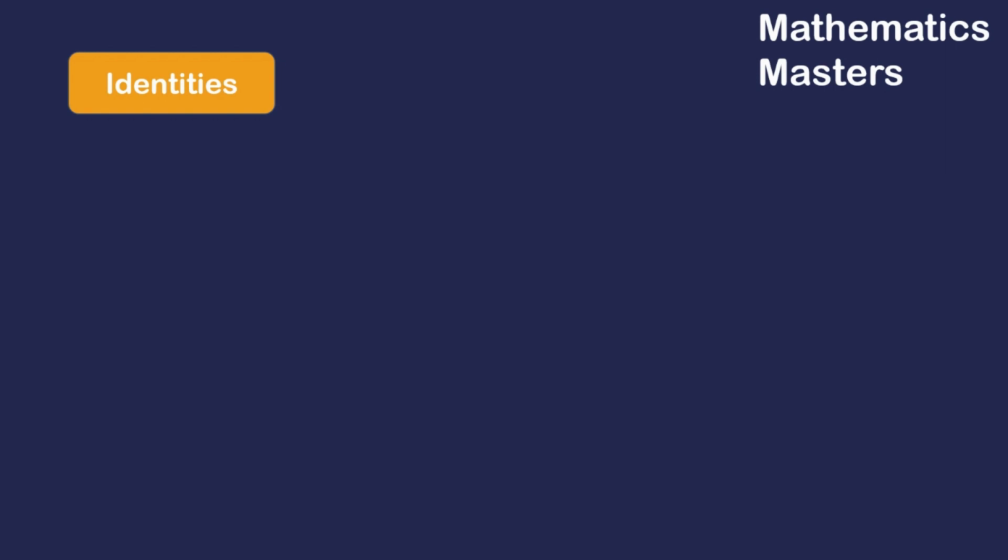First of all, let us learn the two identities that we are going to use in this video to solve the expression. The first identity is: if we have two numbers, let's say a and b, then the square of the sum of a and b, (a + b) squared, is equal to the square of the first number plus 2 times the first number times the second number plus the square of the second number.